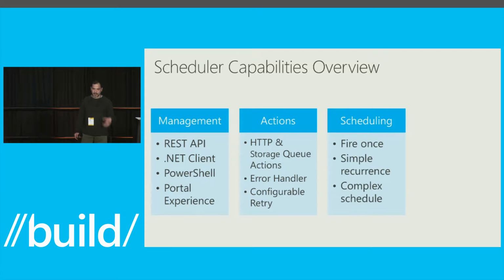Scheduling. When you create a job, you can create a job to fire once. You pick a particular time in the future that you want that job to fire, or even immediately. You have a simple recurrence. That simple recurrence could be once a month, every 3 days, every 5 minutes. And it can have a complex schedule. So if you want to have a job that runs the last Friday of every month until the end of the year at 8:30 a.m. and 5:30 p.m., we can construct that job as well.